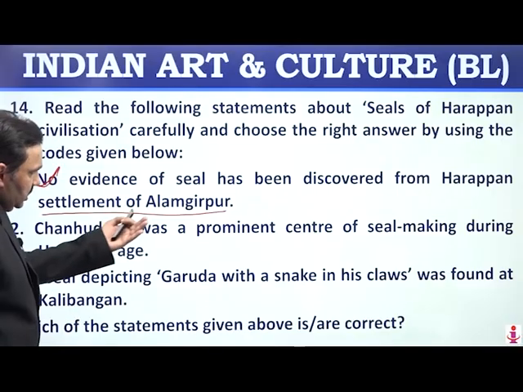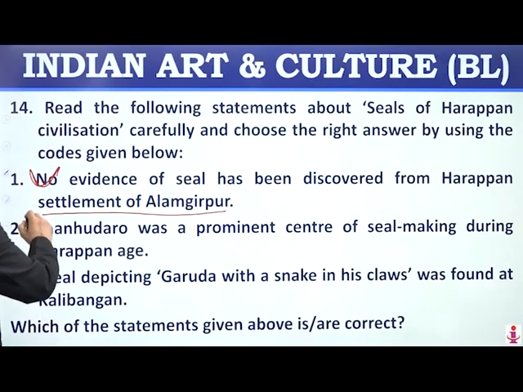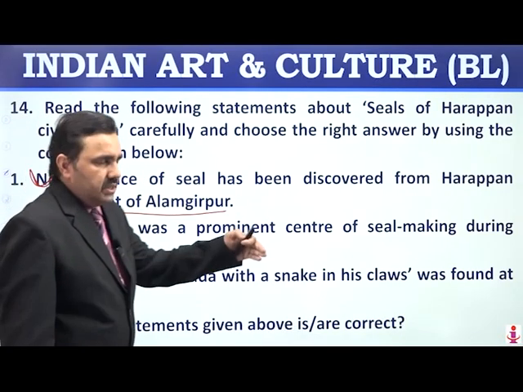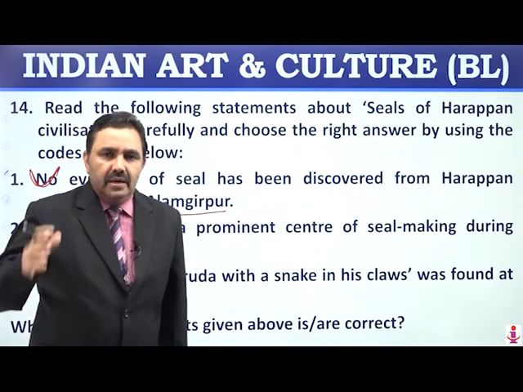Number 2, Chanudaro was a prominent center of seal making. So Chanudaro was famous for industries of arts and crafts. Large number of seals have been discovered. It means it was a famous center of seal making in Harappan age.